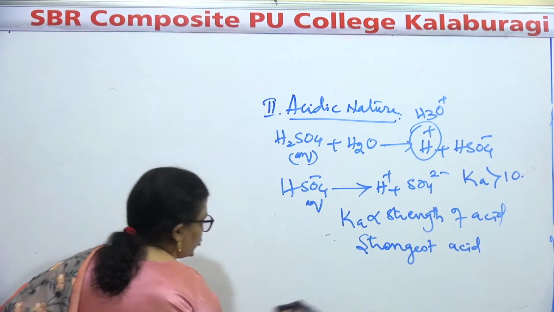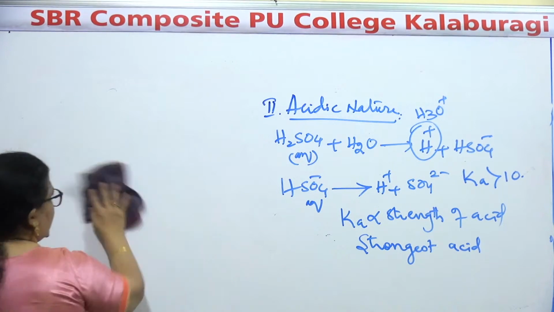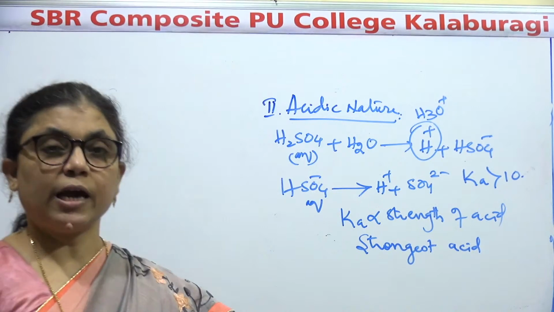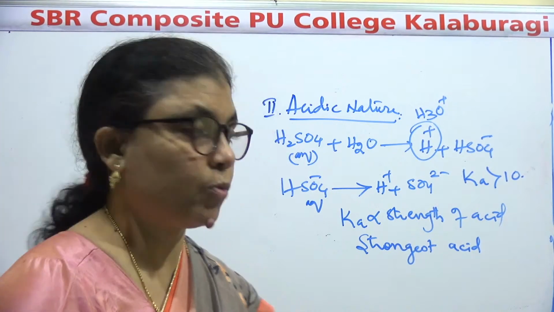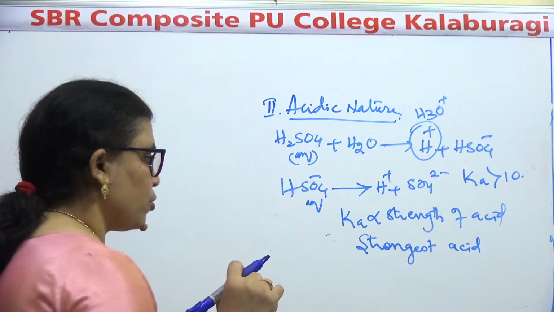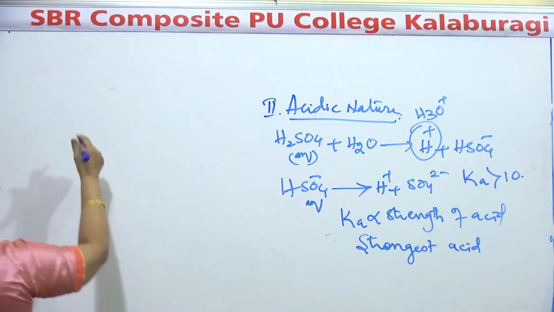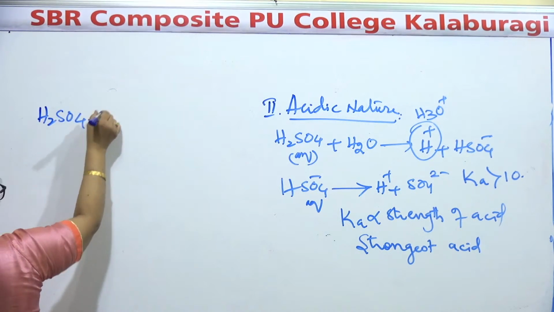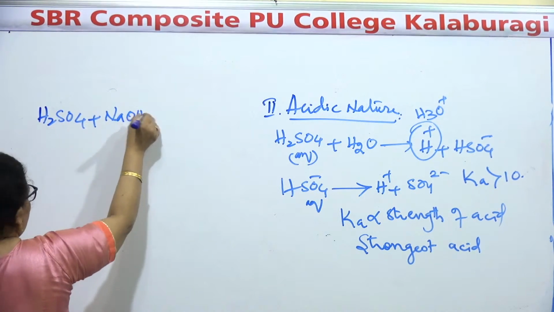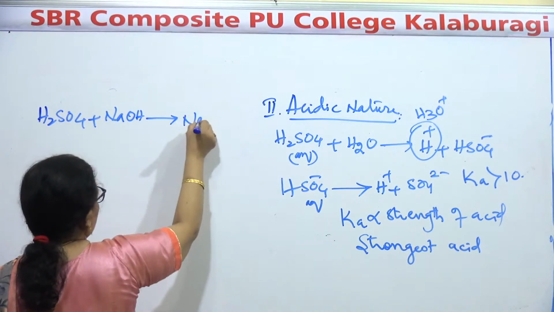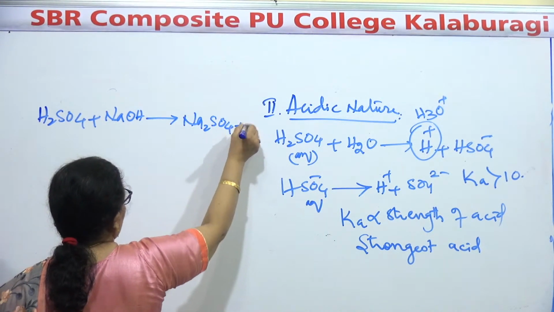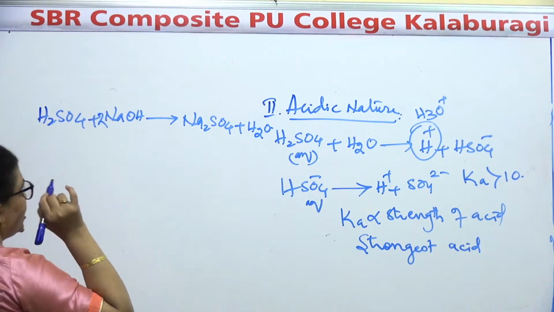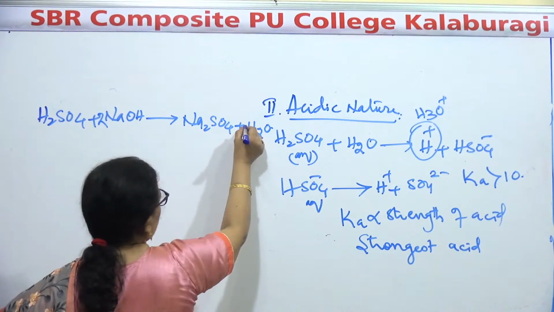When they are dissolved in water, as we said, it is a dibasic acid which will produce 2 protons. How many protons? 2 protons. Reaction with a base: sulfuric acid with sodium hydroxide will produce sodium sulfate along with what, children? Water. In the same way, we can write 2, 2s are 4.